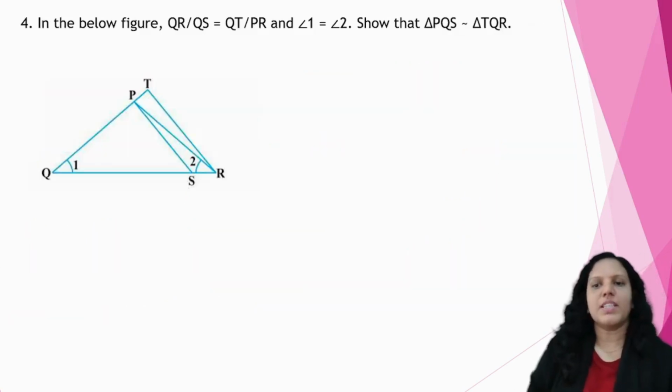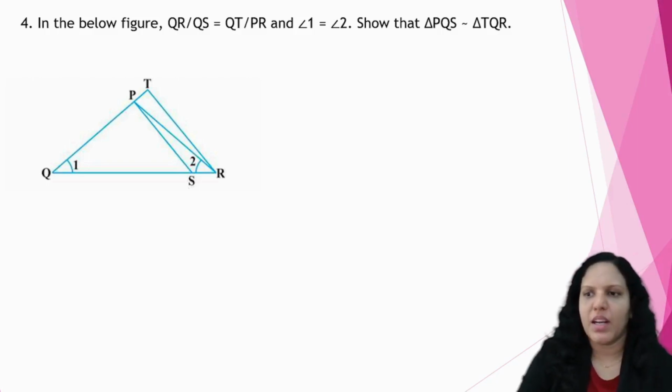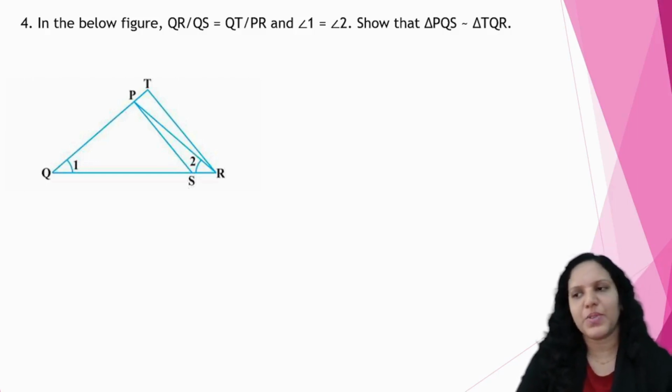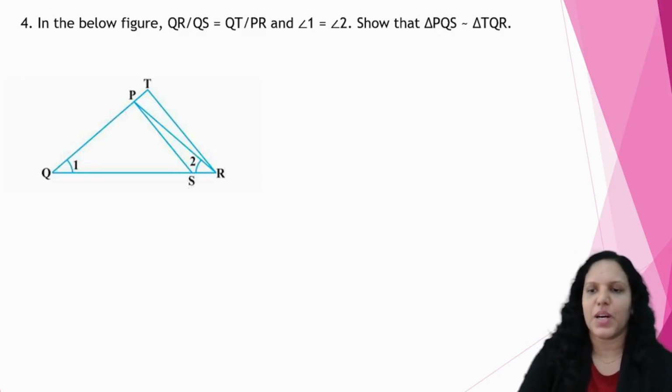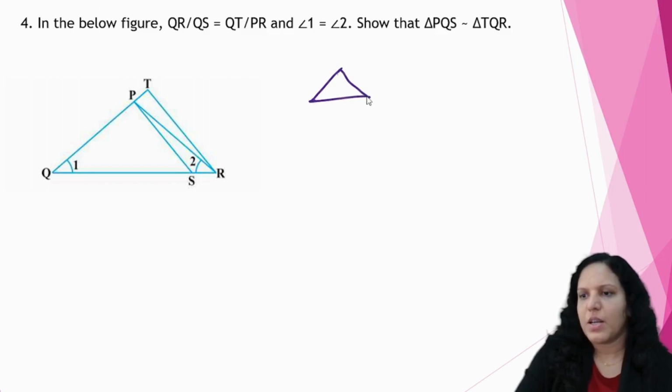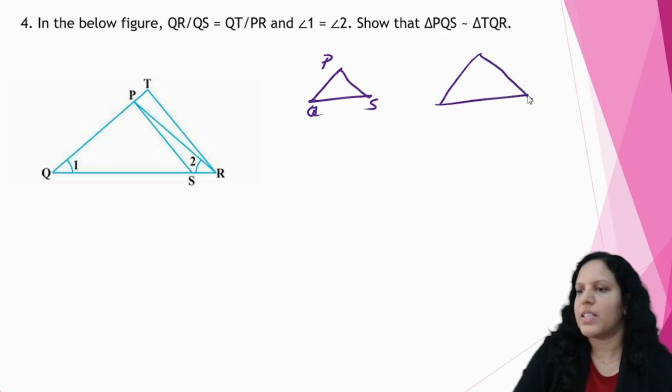The fourth question: in the below given figure, QR by QS is equal to QT by PR and angle 1 is equal to angle 2. Show that triangle PQS is similar to triangle TQR. So in the given figure, we need to prove triangle PQS is similar to triangle TQR. Let's draw that triangle outside here. TQR is the bigger triangle than the other one.